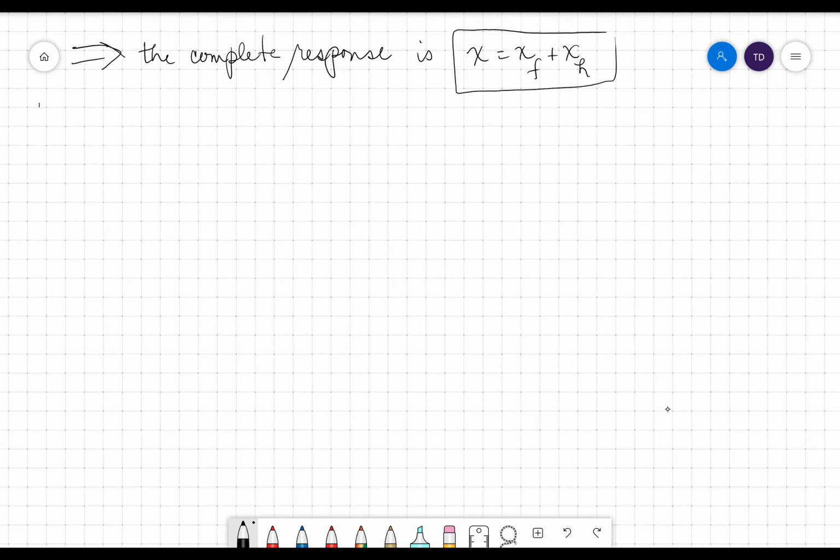All right, so here we go. Let's prove that. So we know X double prime plus A1 X prime plus A0 X is equal to F of T. That's what's supposed to be true. So now I'm going to substitute. So I'm going to substitute this into the equation.